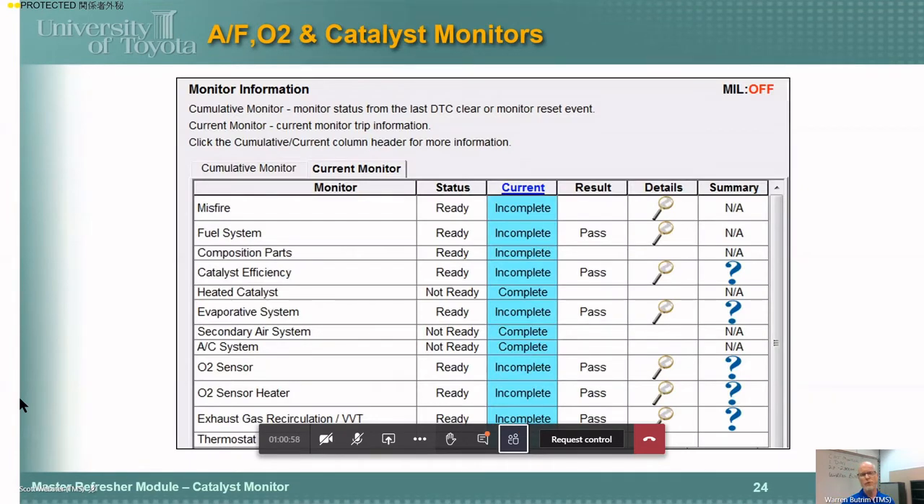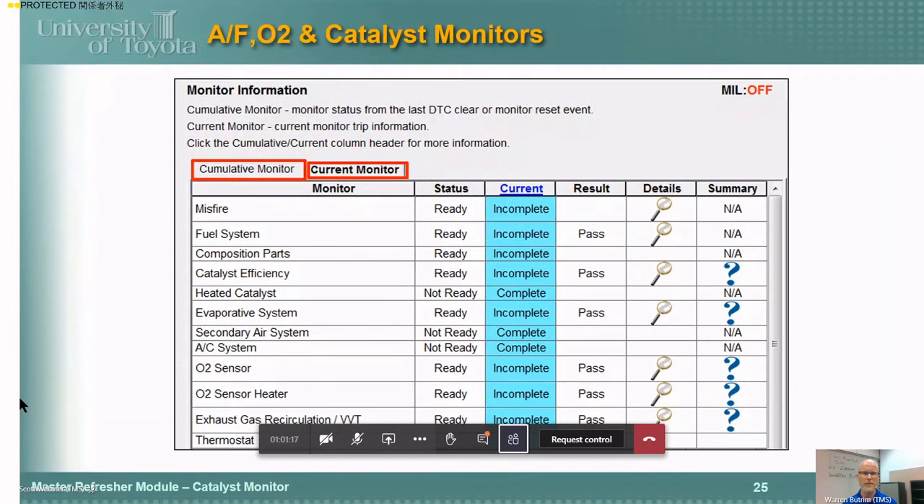So on the monitor screen, I don't know how many of you guys have ever really noticed this, but there's a ton of information here. And I know Scott touched on some of this yesterday. So current monitor. Current monitor is simply the trip that you're on right now. All right. Next click. There's also a cumulative monitor. So if current monitor is what's happening now, cumulative is what happened the last time the monitor ran.